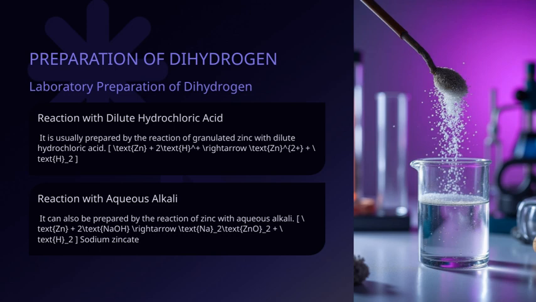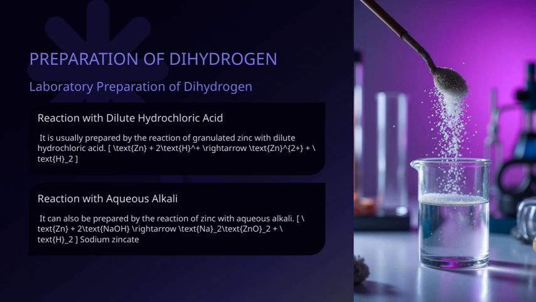Now, this slide shows us another way to prepare zinc compounds, specifically sodium zincate, by reacting zinc with aqueous alkali, such as sodium hydroxide. When zinc reacts with two equivalents of NaOH, it forms sodium zincate, which is represented here as Na2ZnO2, along with hydrogen gas being released. This reaction is quite important because it demonstrates how zinc can react with alkali solutions under certain conditions.